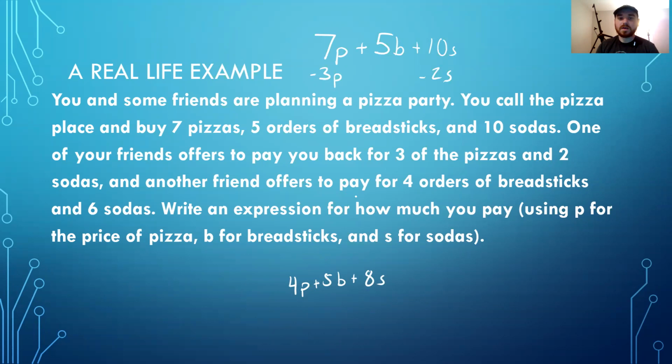The second friend offers to pay back 4 breadsticks and 6 sodas. So minus 4B minus 6S. So that leaves us with 4P plus B plus 2S.